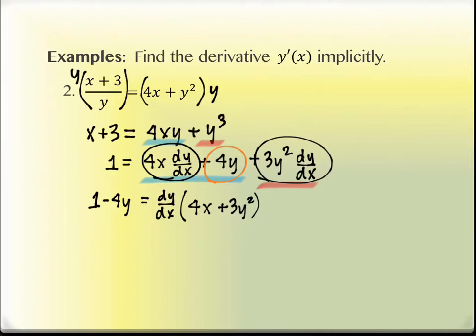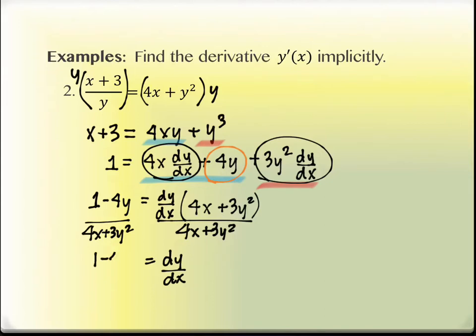Faith, what are we going to divide by? Right, the part that's in parentheses. So we're going to divide by the 4x plus 3y squared. Now we have dy/dx written on the left or the right, whichever one you really want. And I have 1 minus 4, was it minus? Yeah, 1 minus 4y over 4x plus 3y squared.